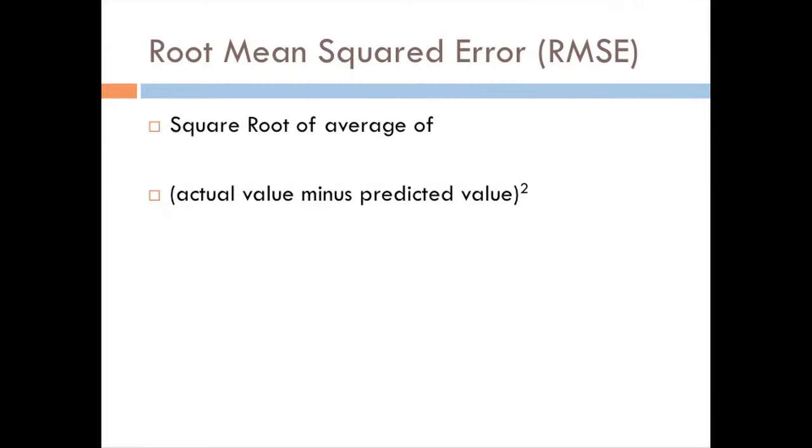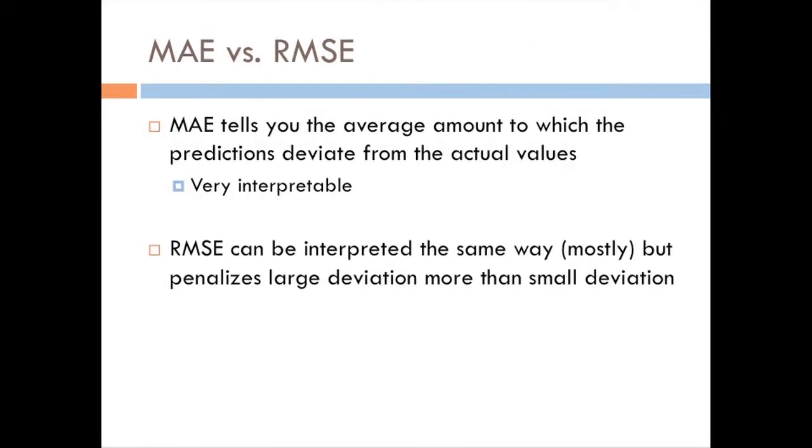What that is, you take the difference between the actual value and the predicted value, and you square it. You average that, and you take the square root. So the difference between the mean absolute error and the root mean squared error is they're both taking the differences between each data point's actual value and predicted value, but in the case of the mean absolute error, you're just averaging those. In the case of the root mean squared error, you're squaring those, averaging them, and then taking the square root. So let's talk about the differences between mean absolute error and the root mean squared error.